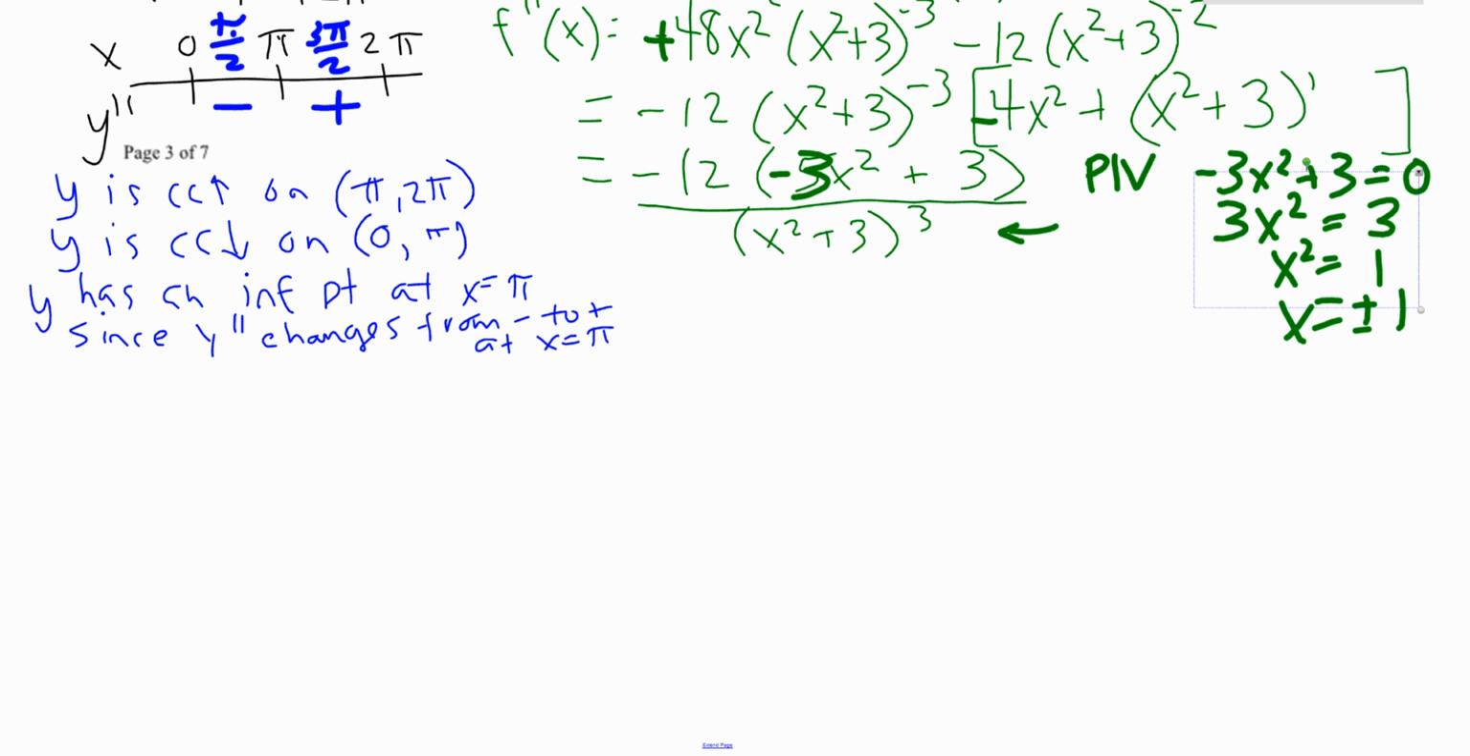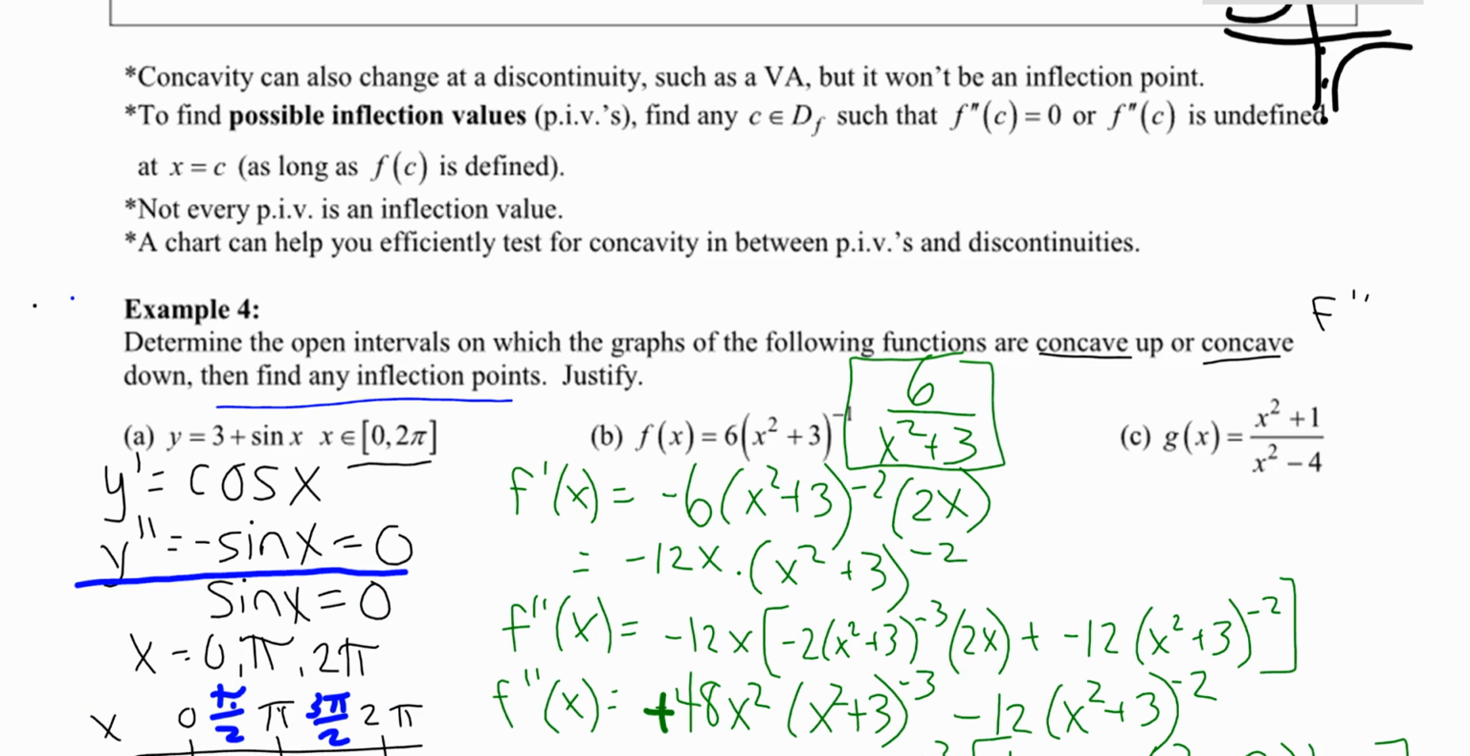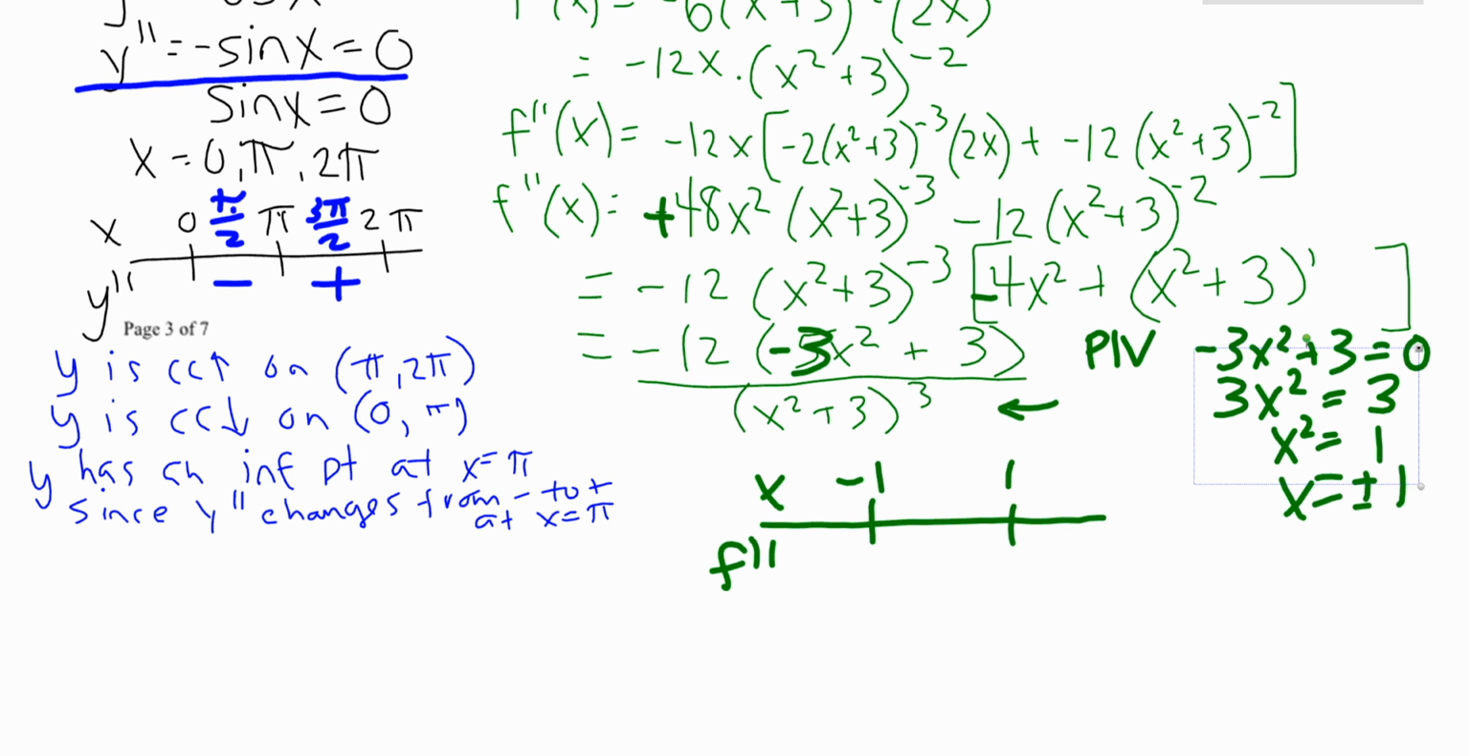So let's put those on our number line. Those are our x values. We're evaluating the second derivative. Pick some numbers in between that are part of the original function, which is all real numbers. So we have 0, 2, and negative 2. You can plug in whatever you want. You should get positive, negative, positive.